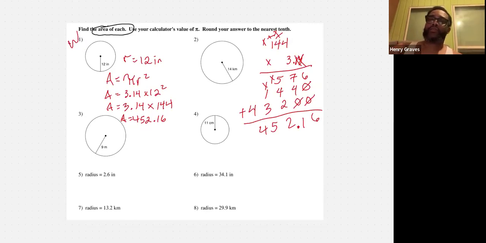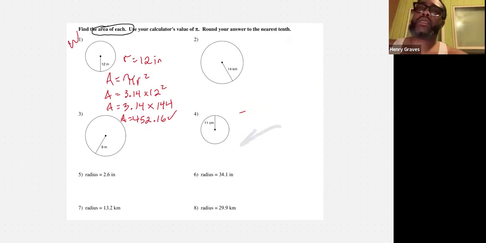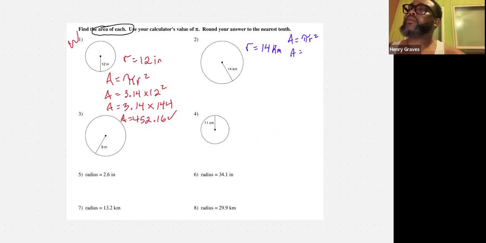Now I'm going to try and change colors again to purple. I'm going to erase everything I have over here. All right, here I know my radius is going to be 14 kilometers. So I'm going to use my formula. That equals pi r squared. So my area is going to be, I know pi is 3.14 times 14 to the second power.